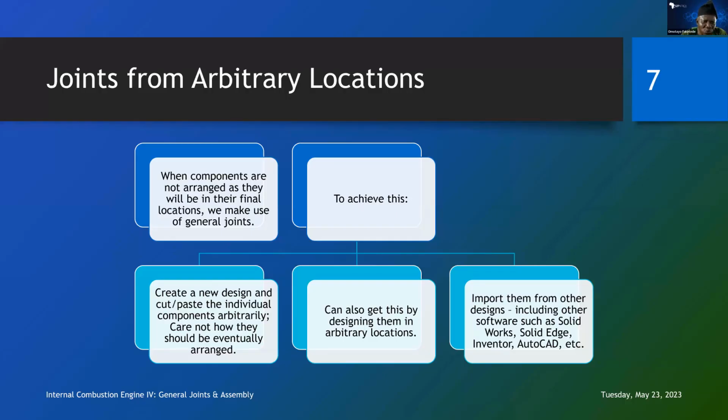So joints from arbitrary locations: when components are not arranged as they will be in their final locations, we make use of general joints. To achieve this, you create a new design, cut and paste the individual components arbitrarily, not how they should be eventually arranged. You can also get this by designing them in arbitrary locations, or import them from other designs, such as other software, such as SolidWorks, Solid Edge, Inventor, AutoCAD, and so on. Then you can begin to implement general joints, and you can still arrange them together as nicely as you did with the as-built joint.